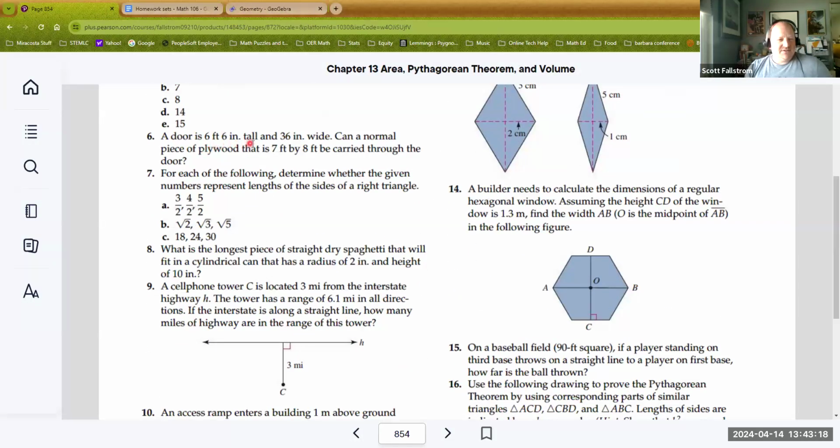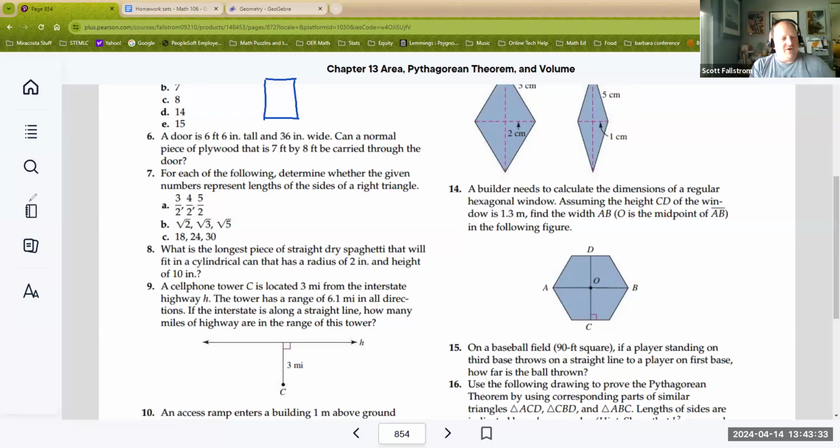6, a door is 6 foot 6 inches tall and 36 inches wide. Can a normal piece of plywood that is 7 foot by 8 foot be carried through the door? So when you're sketching this out, sketch out the door frame like this, but think the piece of plywood, you don't have to hold the piece of plywood vertically, right? The piece of plywood doesn't have to try to go through like this because it won't fit. It's too tall. It's 7 feet tall, but the door is only 6'6".